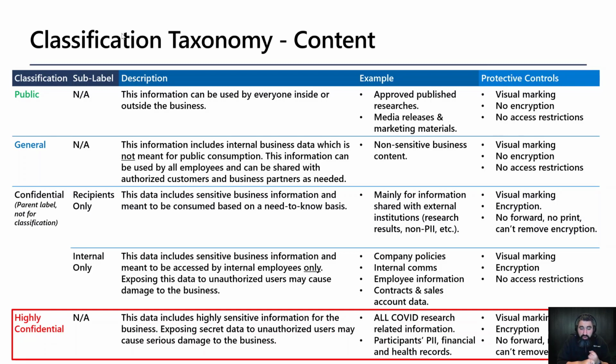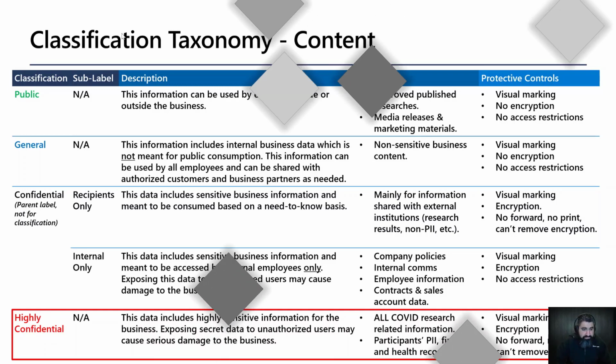So we have decided to apply visual marking as well as encryption, and control the information by non-forward, non-print, cannot-remove-encryption sorts of controls. We just need to make sure whoever receives this cannot take it further or forward it on or print it or leak it, etc. We need to have the tightest control possible on this sort of information.